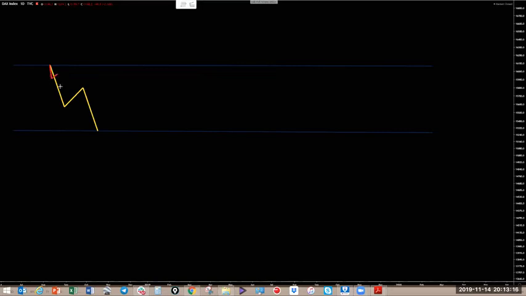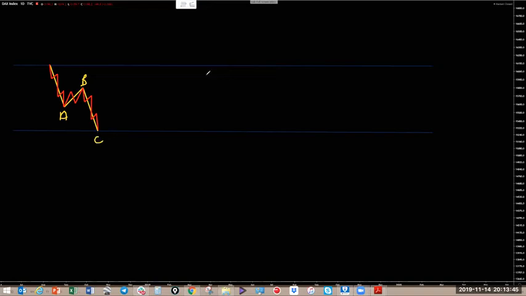1, 2, 3, 4, 5. So that's 5 in A, 1, 2, 3 in B, 1, 2, 3, 4, 5 in C. That's why it is a 5-3-5 structure.